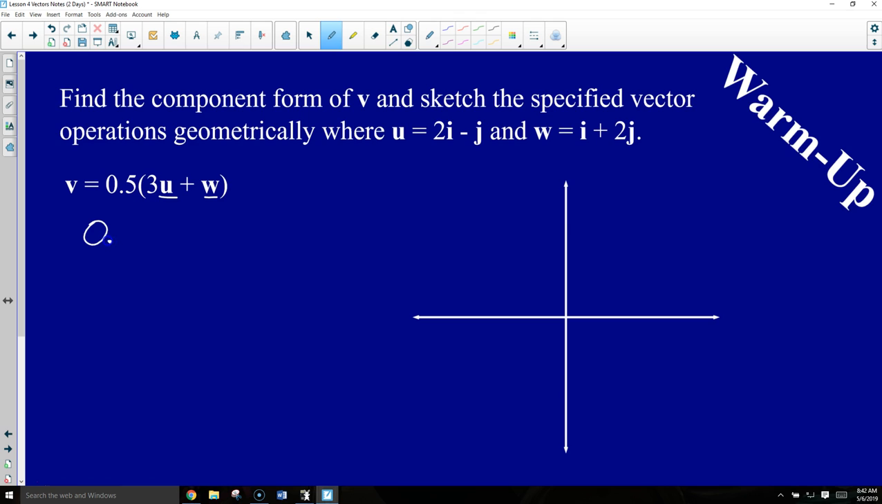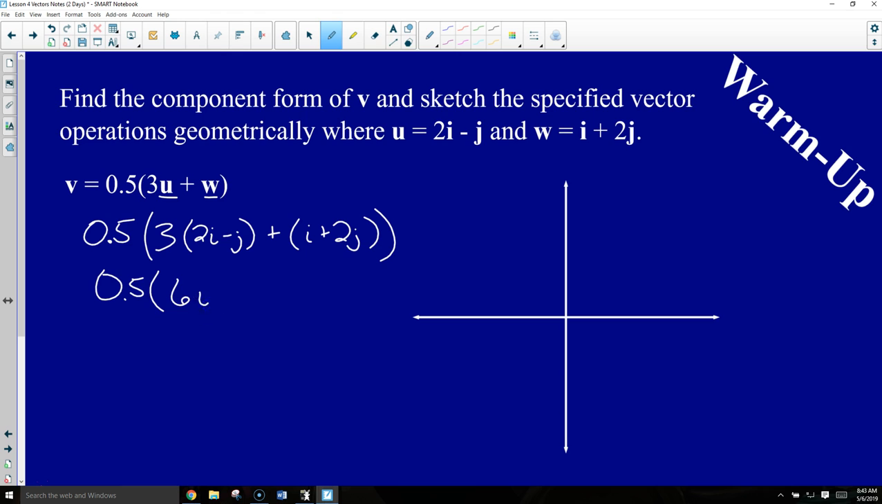So I have scalar multiplication of 0.5, which remember will do half the magnitude, 3 times vector u, so this is going to triple the magnitude of vector u, plus vector w. So I'm going to leave the 0.5 there. This is going to become 6i minus 3j.